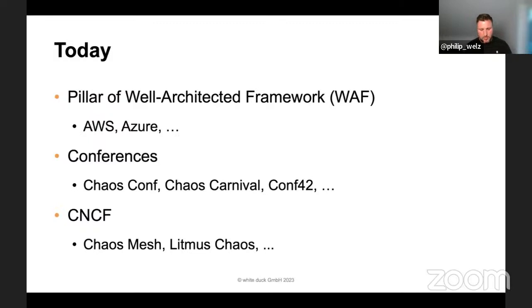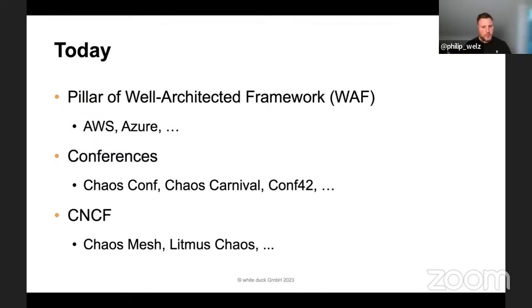So it's a really important part of it, and it should be considered a key technology or methodology which should be implemented when you're adopting cloud. We have our own conferences just for chaos engineering. We have Chaos Conf, which I think is done by Gremlin. We have Chaos Carnival, we have Conf42, and I think maybe I missed some, but those are the big three. If I missed some, please write it in the comments.